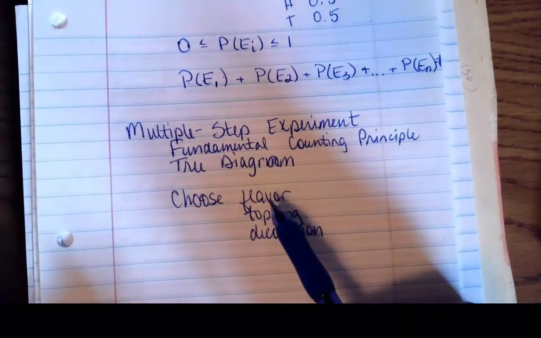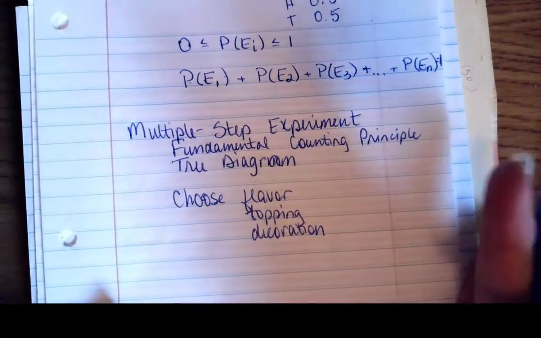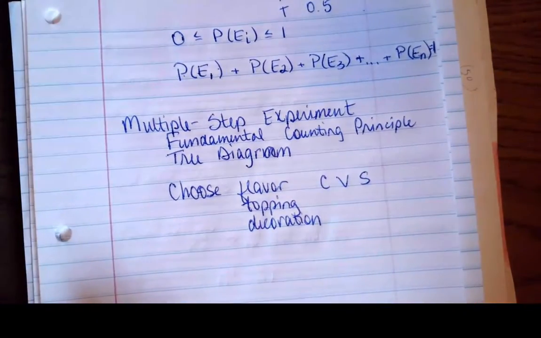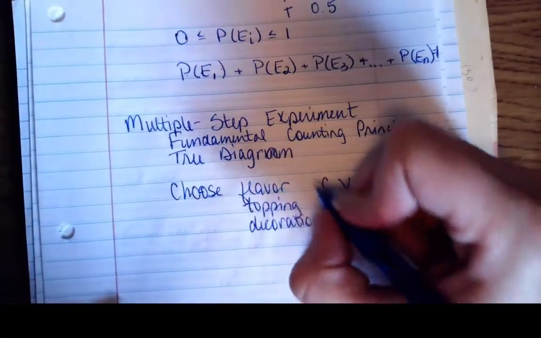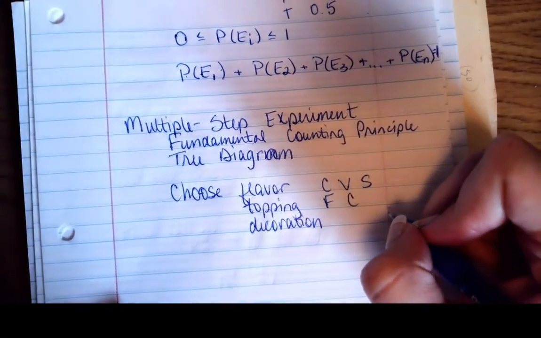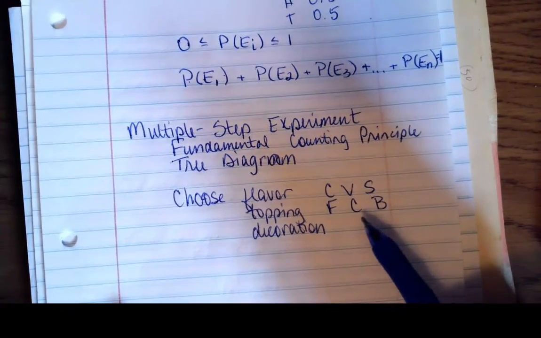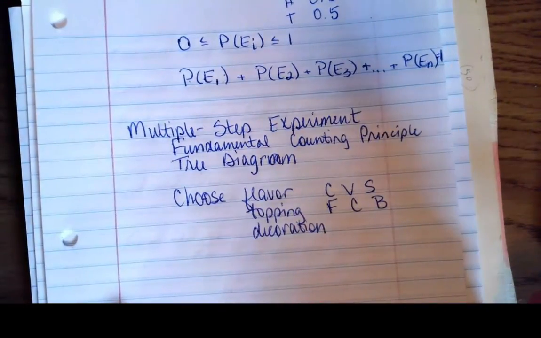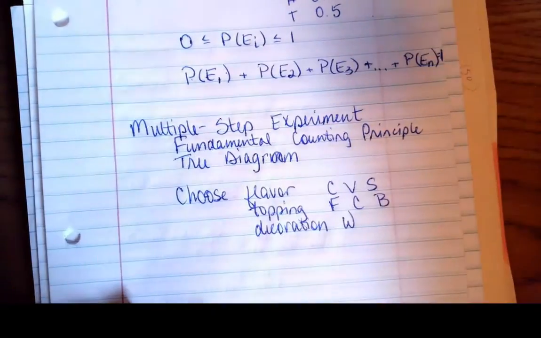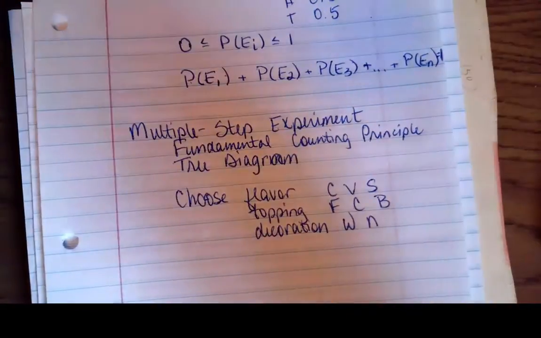So let's talk about this for a second. Let's say that you're going to have 3 flavors to choose from. So I've got chocolate, vanilla, and strawberry. What toppings do I have? Well, I can have fudge, caramel, or butterscotch. What decorations can I have? What's another floofy thing I can put on top? I can put whipped cream, which we'll use for W, and I can have nuts, so we'll say N. So those are my options.